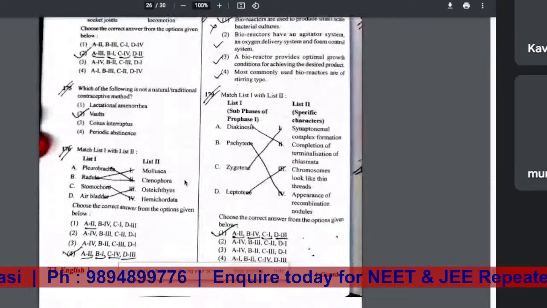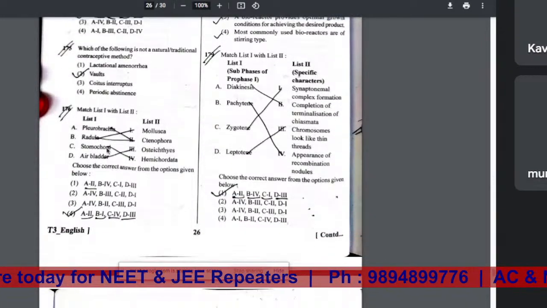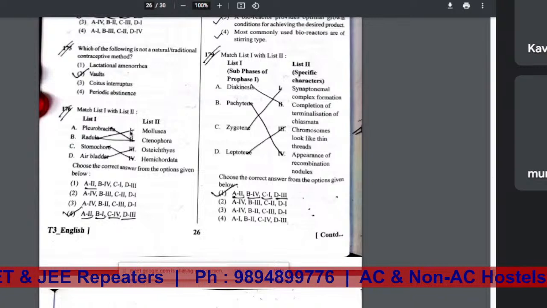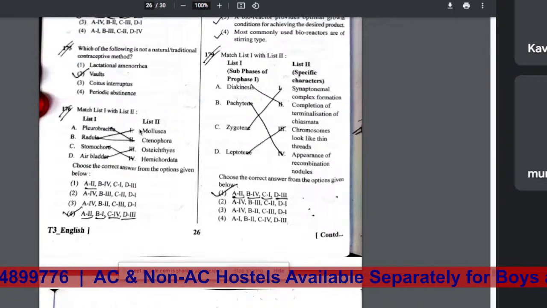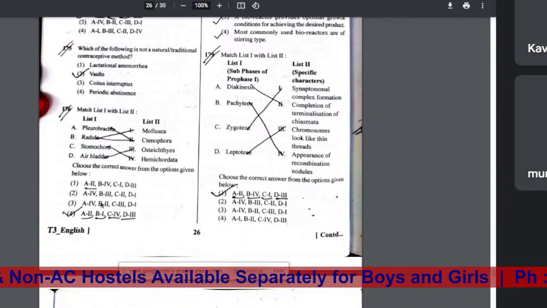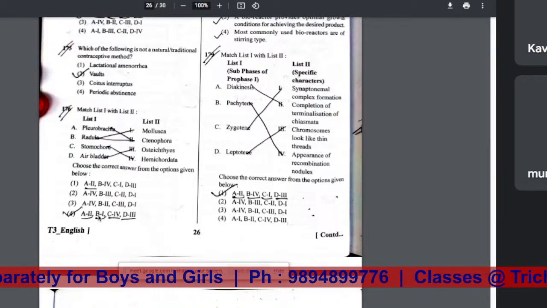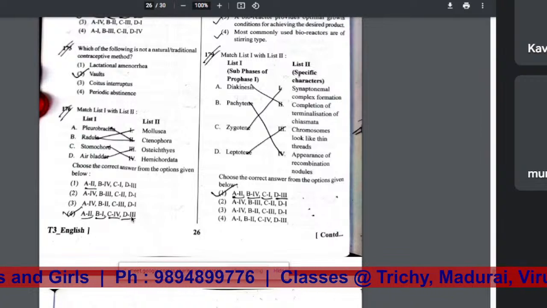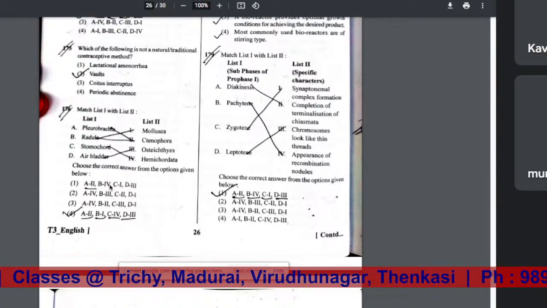So 176, if you're looking at the question, you're able to see some options. If you know that radula is the rasping organ in Mollusca, B with option 1, you will have only one option showing B with option 1, which is A2, B1, C4 and D3. So the correct answer for the 176th question is the fourth option.